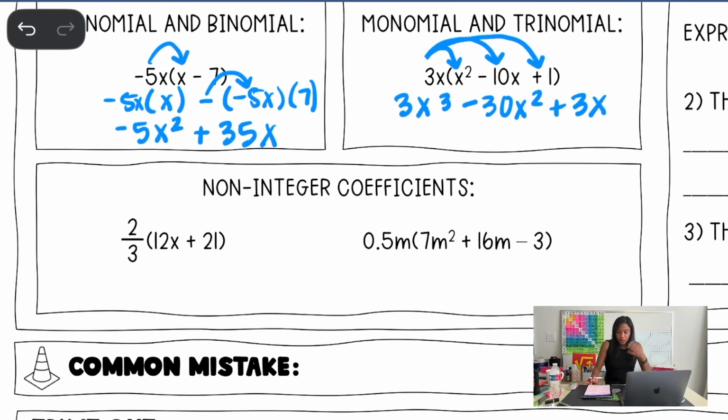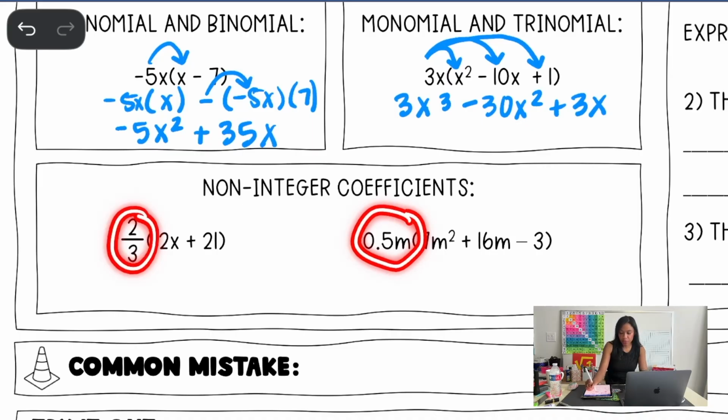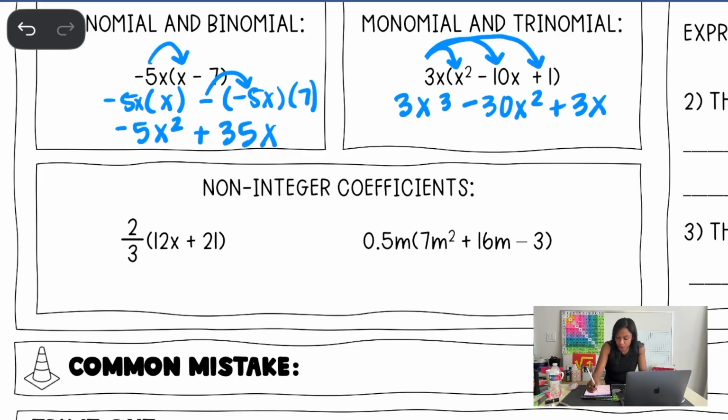Our last frequent scenarios are some that have non-integer coefficients. So in this case, the coefficient is going to be the factor that is outside of parentheses. Notice that neither of these is a whole number. What we are going to do is go ahead and multiply this out. 2/3 times 12. Now, if that's freaking you out, you can always multiply fractions. So 2/3 times 12. Every whole number is a fraction over 1.